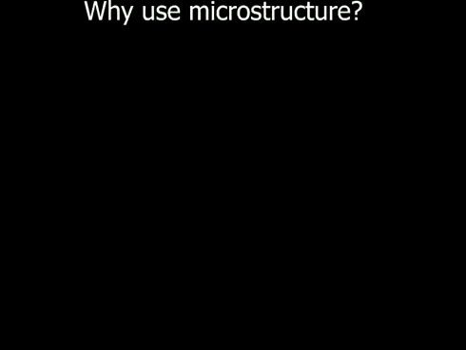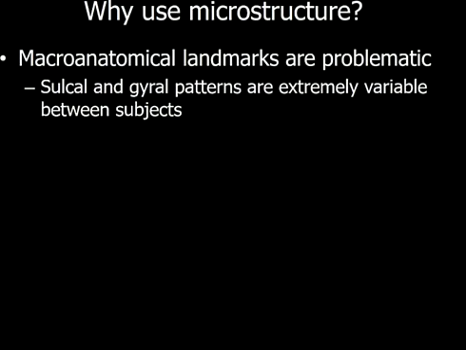Okay, so one of the reasons that I said already is that macro anatomical landmarks are problematic. They don't align well with really anything. Even in the human brain, they're extremely variable. For example, I have a paracingulate sulcus in my left hemisphere, but not in my right hemisphere. What does that mean? It depends on who I am and what those areas of my brain are doing and how they line up.